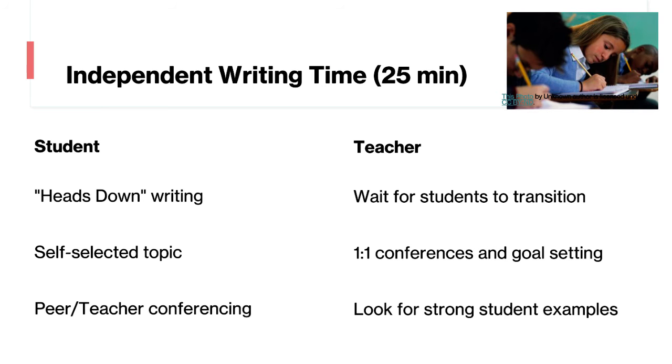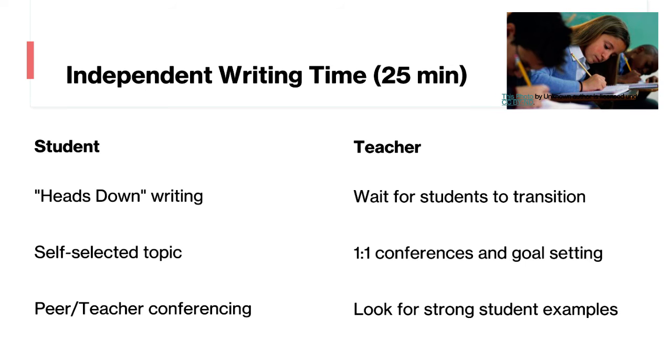After the mini lesson, you send students off to begin writing. This is the independent writing time in a writer's workshop. They should have a designated writing spot in the classroom so they can move quickly and quietly and get started writing right away. During independent writing time, there are roles for the student and roles for the teacher.